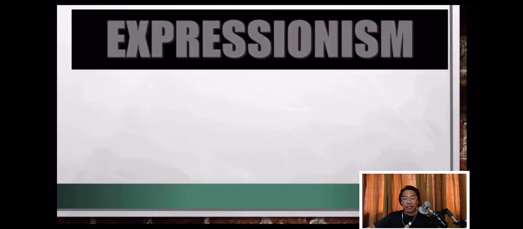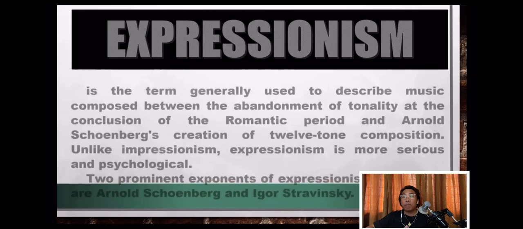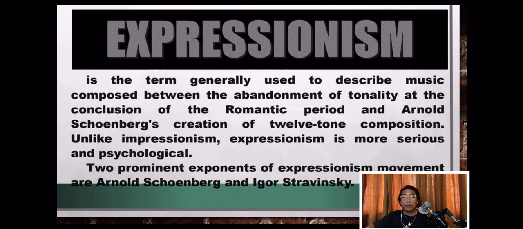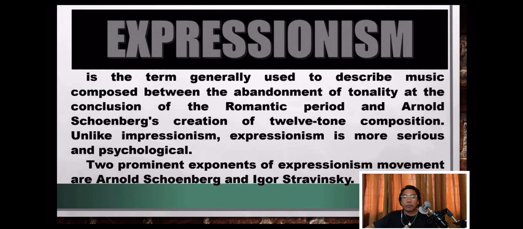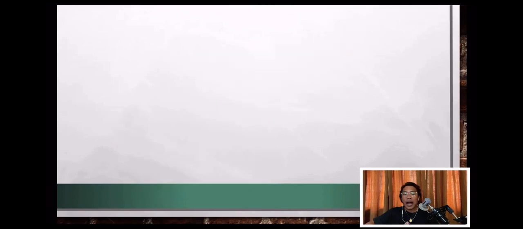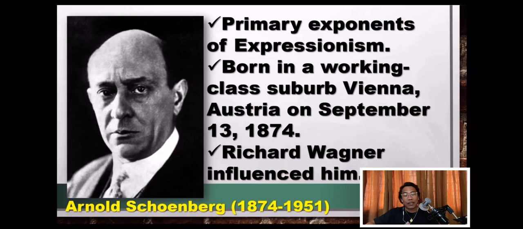Expressionism, class, is the term generally used to describe music composed between the abandonment of tonality at the conclusion of the Romantic period and Arnold Schoenberg's creation of 12-tone composition. Unlike Impressionism, Expressionism is more serious and psychological. Arnold Schoenberg, class, was born in the year 1874 and died in the year 1951. He is the primary exponent of Expressionism.